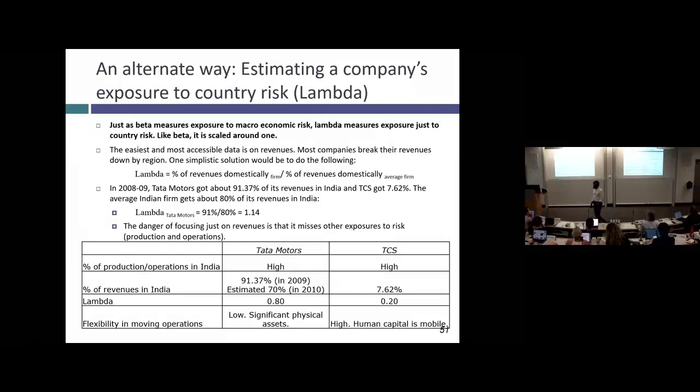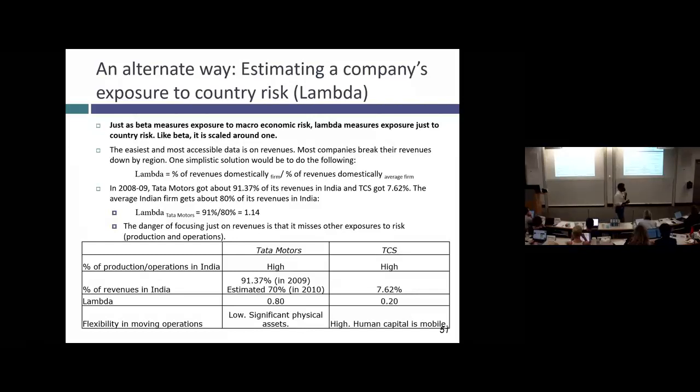I did mention that Lambda approach, which I don't use very often. I use it usually for companies which have a single country that I'm worried about. So I might use it for a Russian company. I say, you know what, I'm valuing Gazprom, and I really want to isolate how exposed Gazprom is to Russian country risk. Because it takes a lot of work to estimate lambdas.